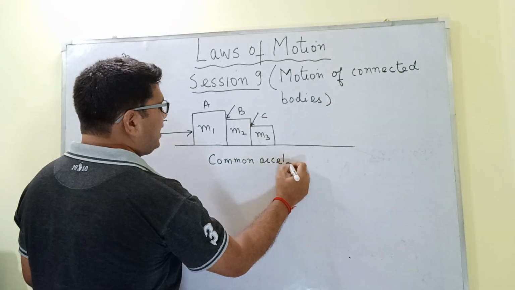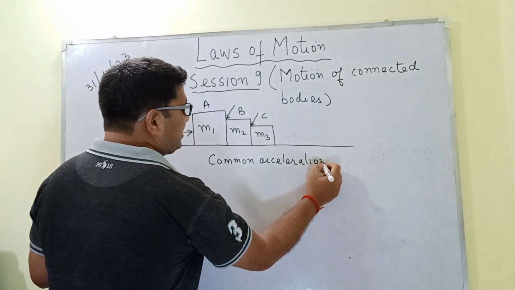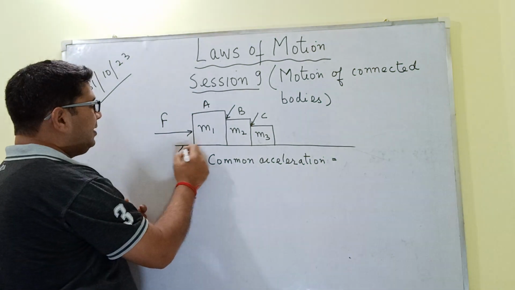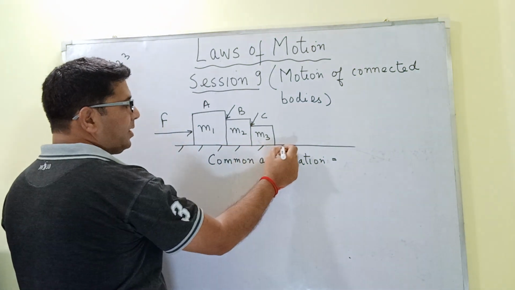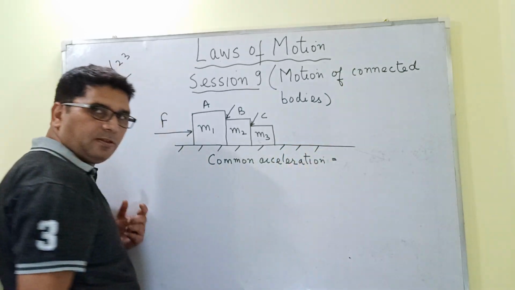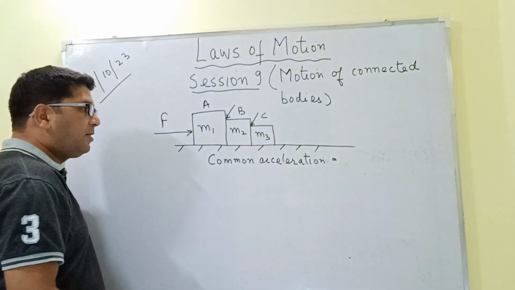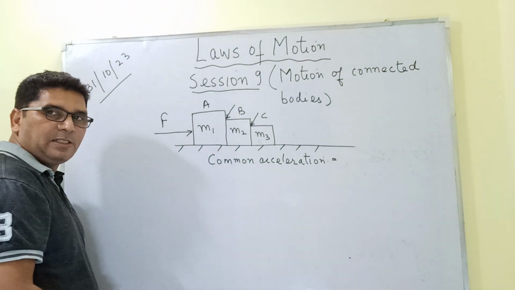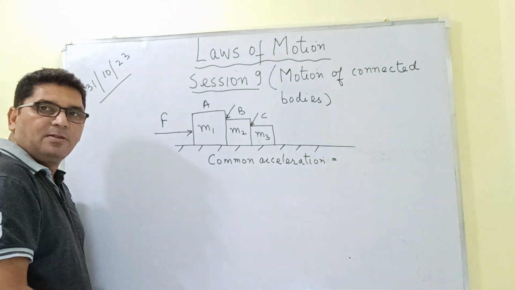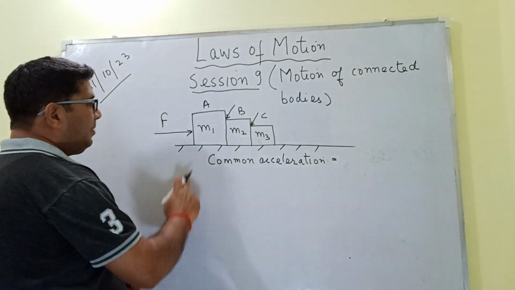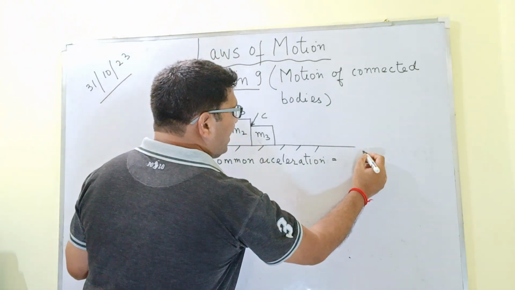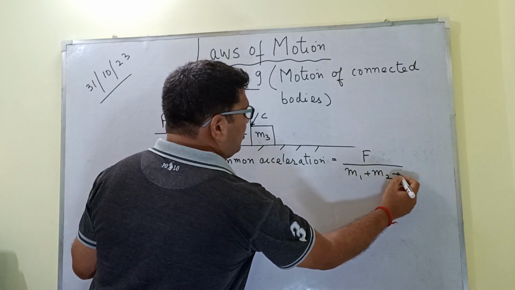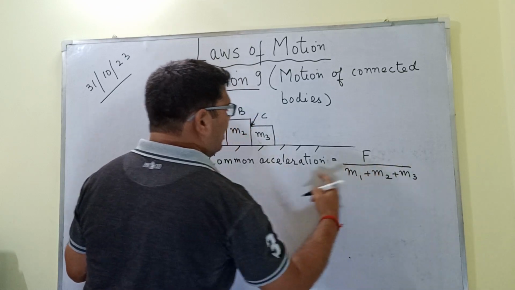अच्छा, इसमें एक पॉइंट मैं बताना भूल गया था कि this is a frictionless surface. Here we are not considering the force of friction, because this is the frictionless surface. So the force of friction will not come into play. So the common acceleration in this case would be equal to force applied divided by m1 plus m2 plus m3. ये हो गया मेरा कॉमन एक्सेलरेशन.